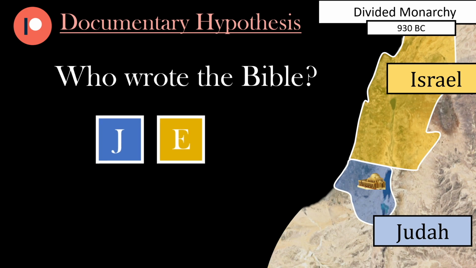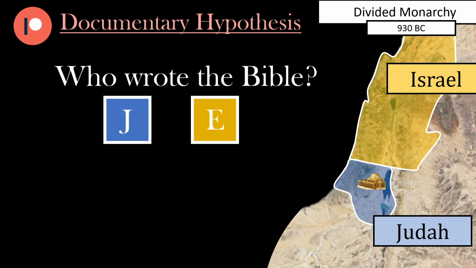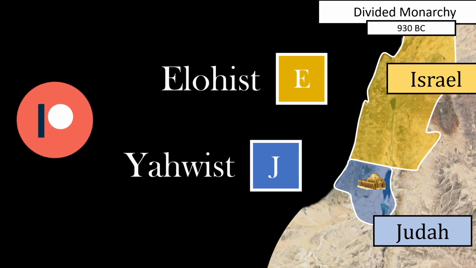So if you do decide to become a patron, in this video what we're going to be doing is breaking down the J and the E source. So that is the Yahwist and the Elohist. And we're really going to be digging deep into the J source. And then the plan is that at the end of the next video, we're going to analyze the E source. And this is going to be exclusive to patrons.